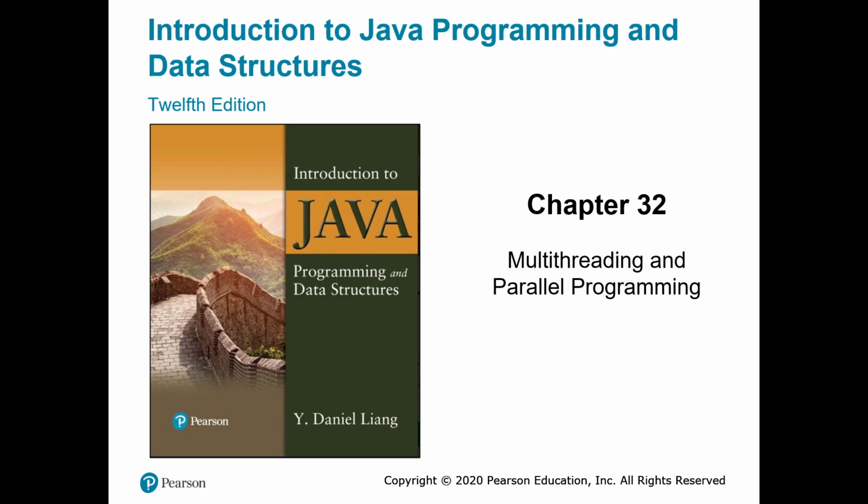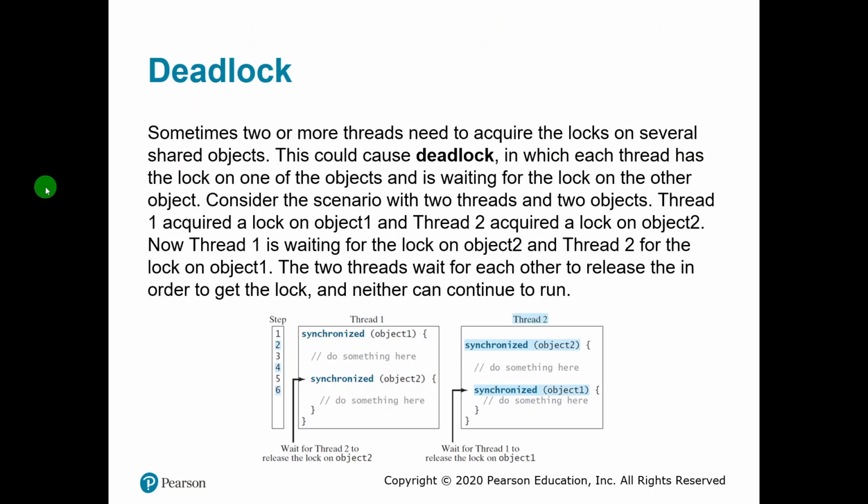In this video, we're going to talk about a few more details that you might want to know about threads. The first one we're going to talk about is deadlock. Sometimes it's possible that two threads might need to acquire locks on the same objects. And that could result in something called deadlock, in which each thread has a lock on one of the objects and is waiting for the lock on the other object.